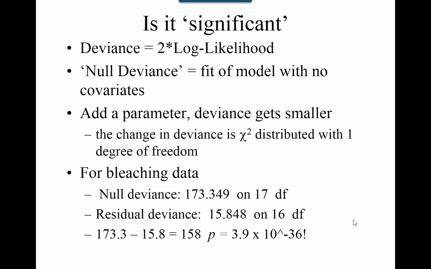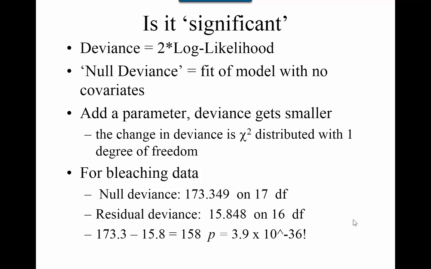For the bleaching data, the null deviance is 173 with 17 degrees of freedom. There are 18 data points. And the residual deviance is 15.8 on 16 degrees of freedom. So adding the one covariate, the SST anomaly, has reduced the deviance from 173 down to just under 16, for a change in deviance of 158.